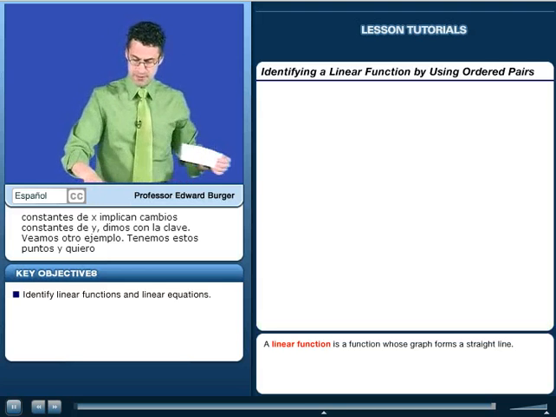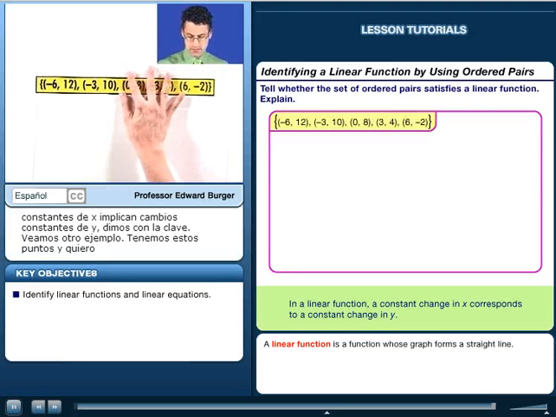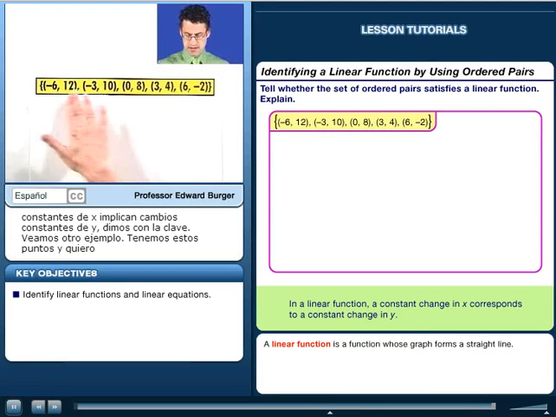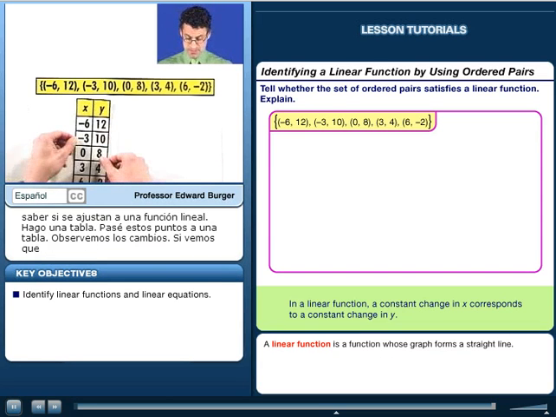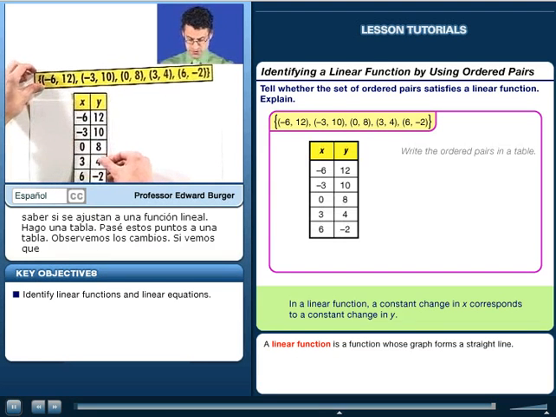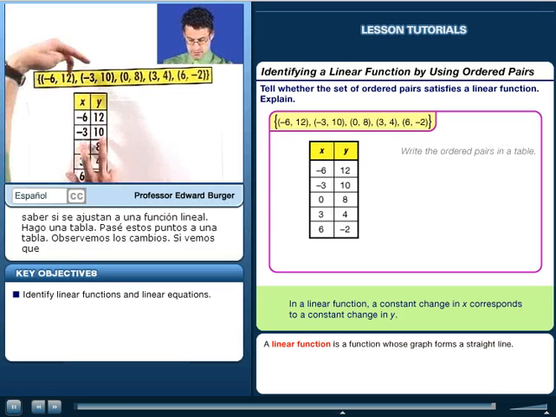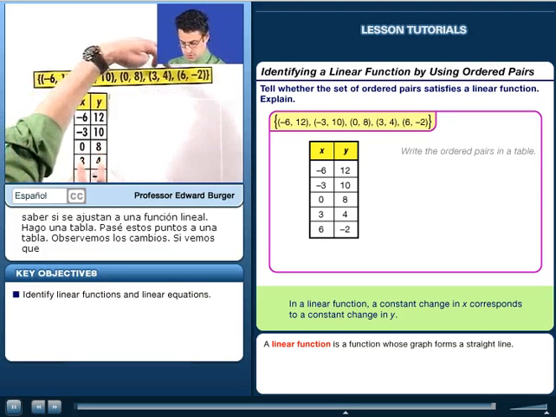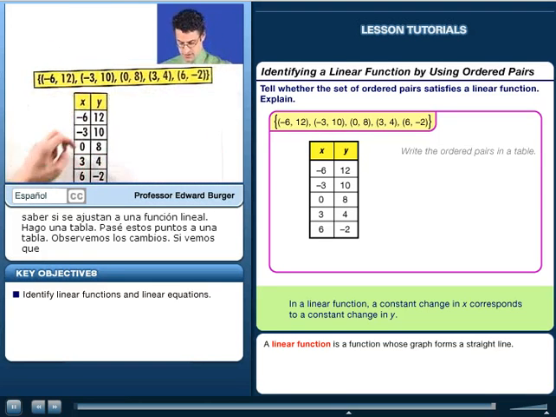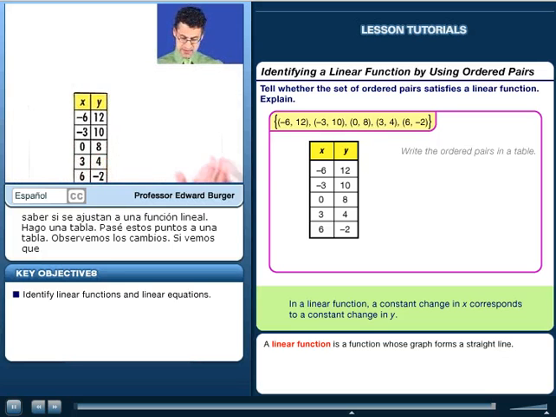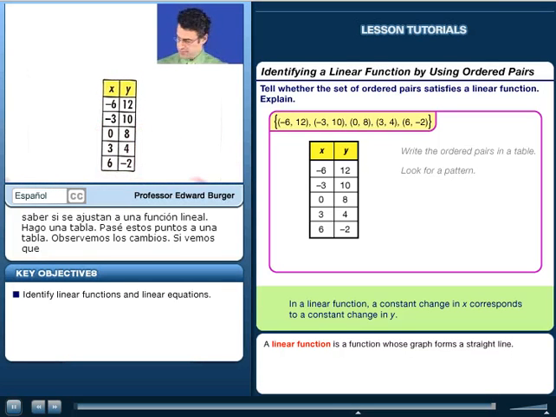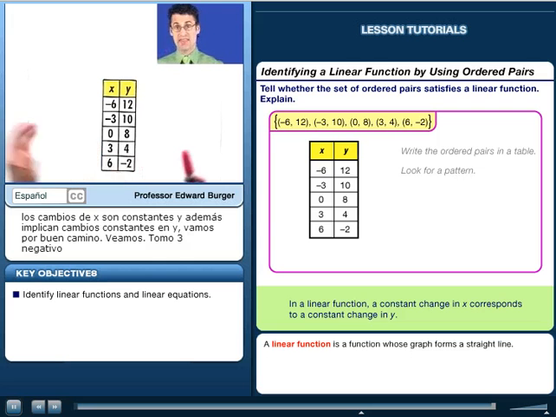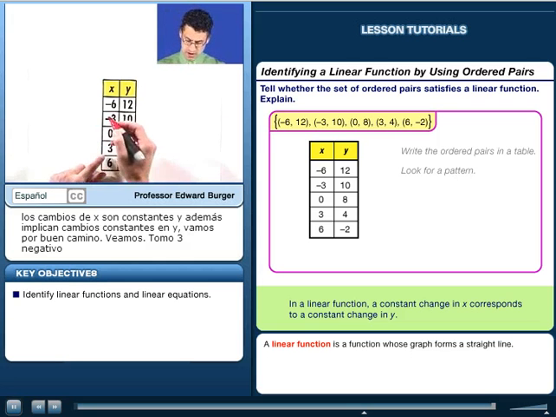So let's take a look at another example. Here's a bunch of points. I want to see if they conform to a line, a linear function or not. So I immediately make a chart. So I just converted these things to the chart, you see. Okay, and now let's take a look at the changes. If we have constant changes in x, and that implies constant changes in y, then we're in good shape. So let's take a look.